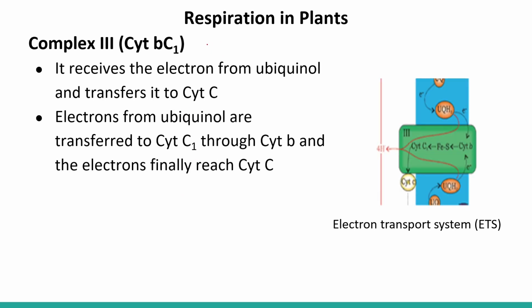Now let's talk about complex 3, which is known as cytochrome BC1. So what does this do? This receives electrons from the ubiquinol and transfers them to cytochrome C. What does this complex do? This receives electrons from ubiquinol.